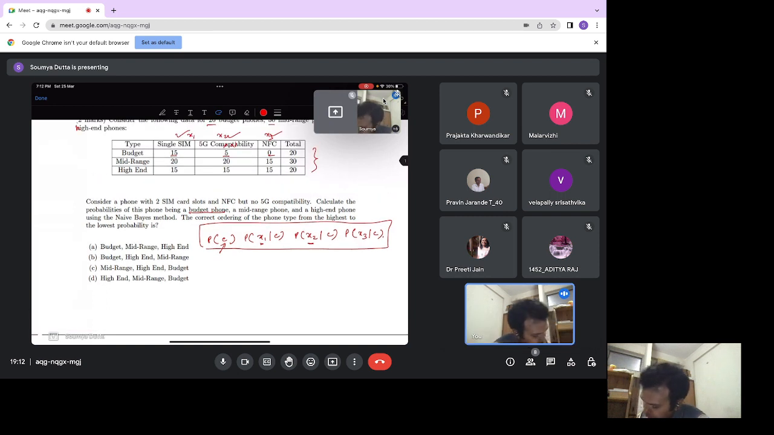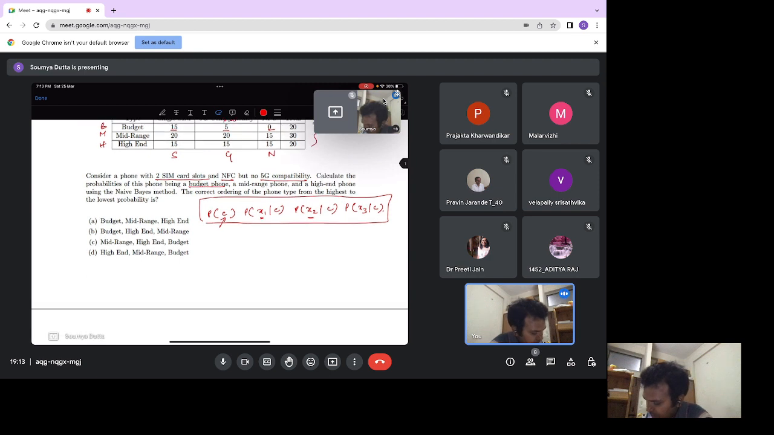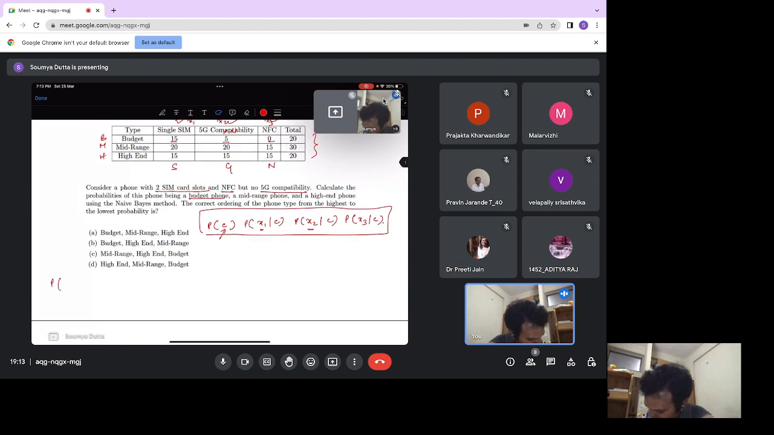So consider a phone with 2 SIM card slots and NFC and no 5G compatibility. SIM card slots I'll denote by S, the 5G compatibility I'll denote by G, and NFC I will denote by N. These are your three features, and your classes are B, M and H. So let's calculate the probability of this being a budget phone, by the naive Bayes method.